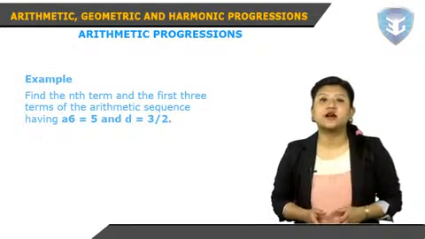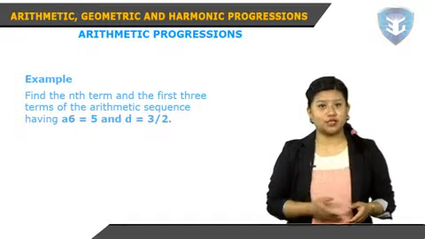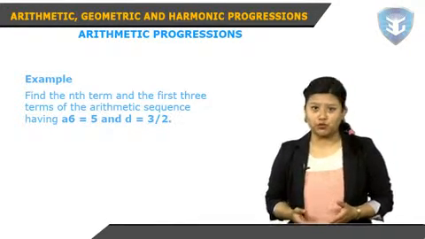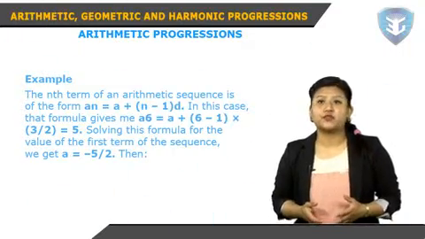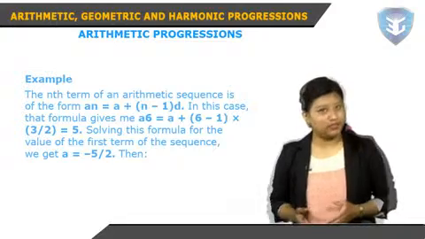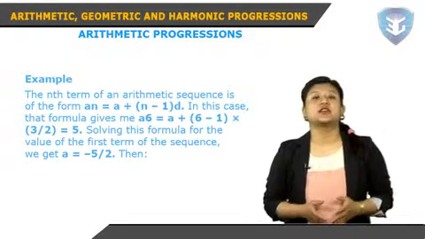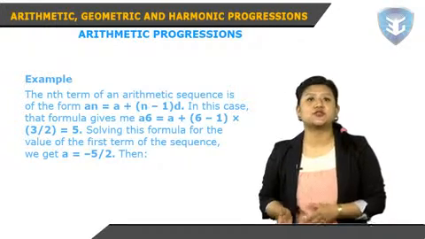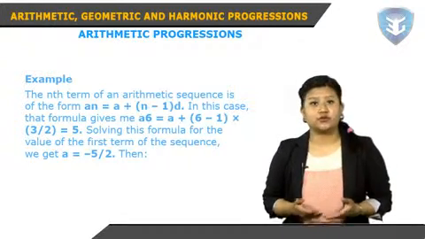Example: find the nth term and the first three terms of the arithmetic sequence with a6 equals 5 and d equals 3 by 2. The nth term of an arithmetic sequence is of the form an equals a plus (n minus 1)d. In this case, that formula gives me a6, which is equal to a plus (6 minus 1) times 3 by 2, which is equal to 5.